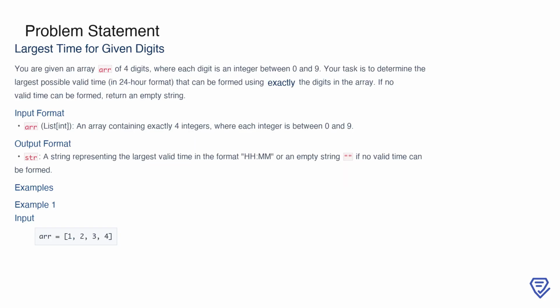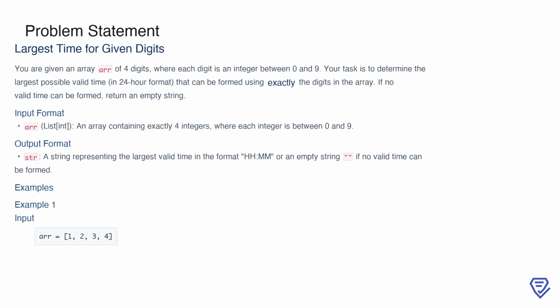In this problem, you're tasked with finding the largest valid time that can be created using exactly 4 digits provided in an array. The time must follow the 24-hour format, meaning that the hours can range from 00 to 23, and the minutes can range from 00 to 59. If it's not possible to create a valid time using all 4 digits, you should return an empty string. The input will be a list of exactly 4 integers, each ranging from 0 to 9. The output should be a string representing the largest valid time in the format HHMM, or an empty string if no valid time can be formed.